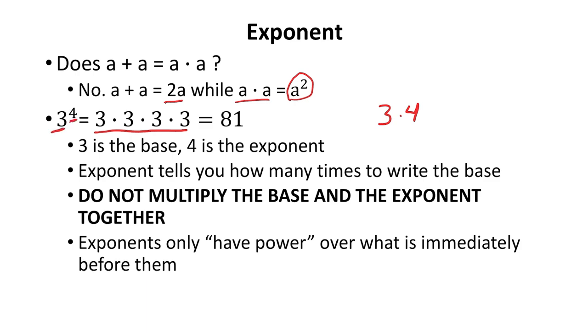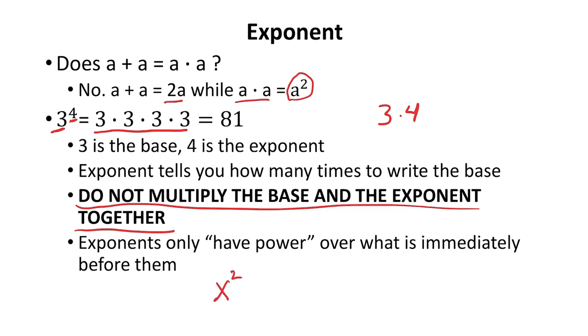The exponent tells you how many times to write the base. The base is the big number or letter. The exponent's the small number in the right-hand corner. So do not multiply the base and the exponent together. That's not how you do it. The other thing we need to know, exponents only have power over what is immediately before them. This is especially important with exponents to the zero power.